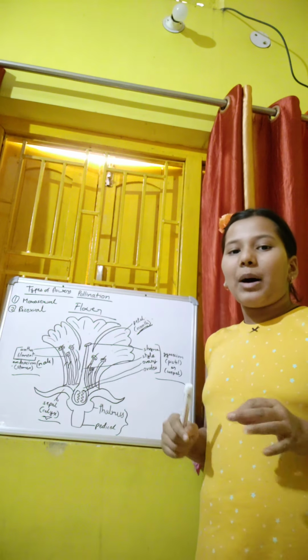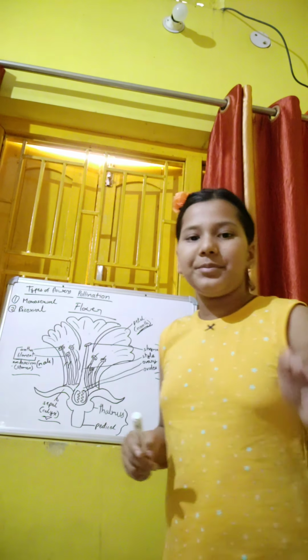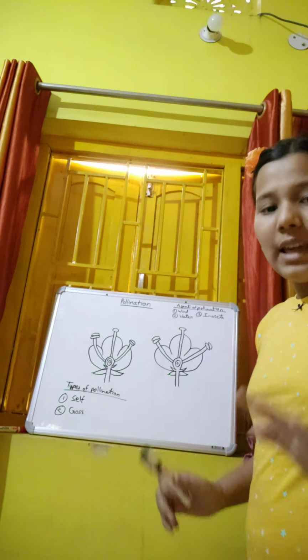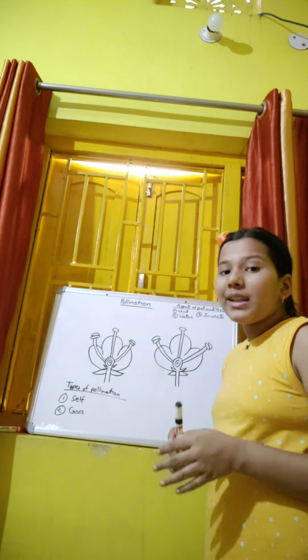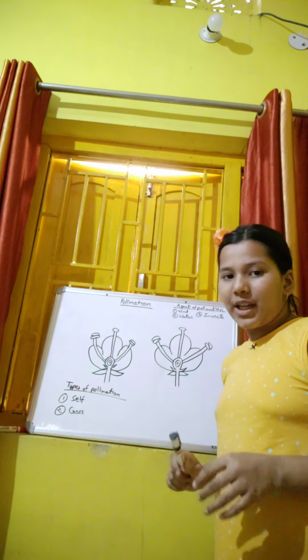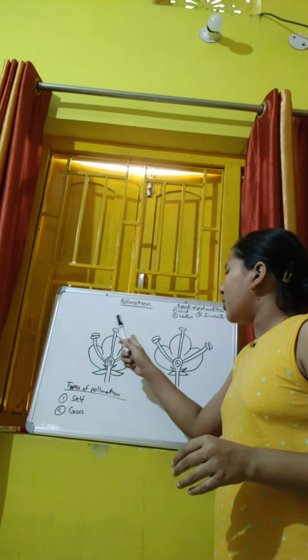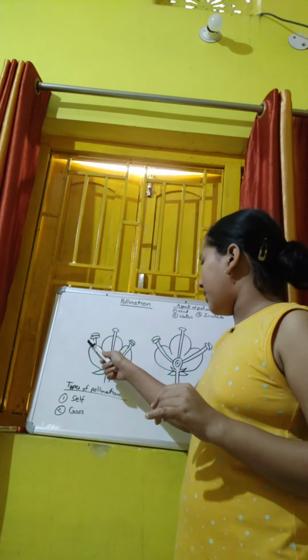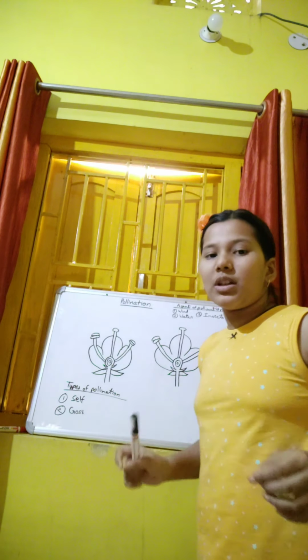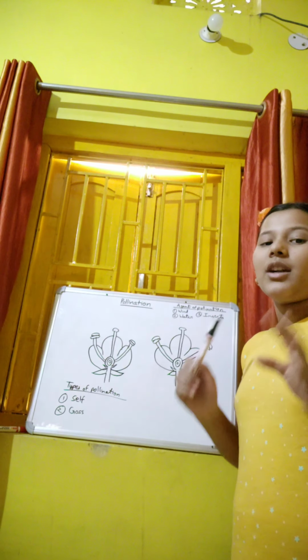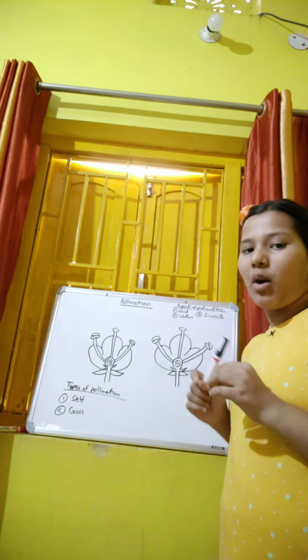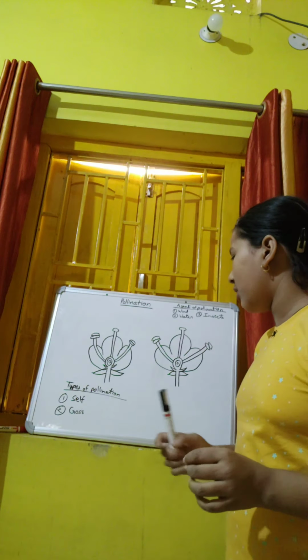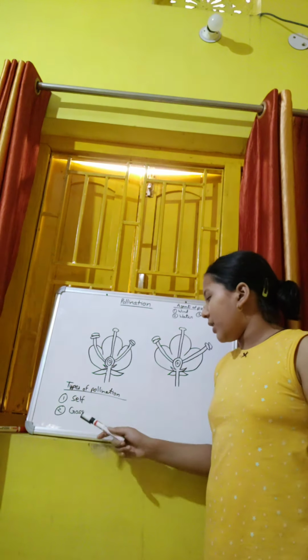So now we will learn about the process of pollination. So what is pollination? Now pollination is the process of transfer of pollen grains from the anther to the stigma of a flower. Okay, the pollen grains are produced in the anther and reproduction takes place due to the transfer of pollen grains. Now there are two types of pollination. One is self and another one is cross.